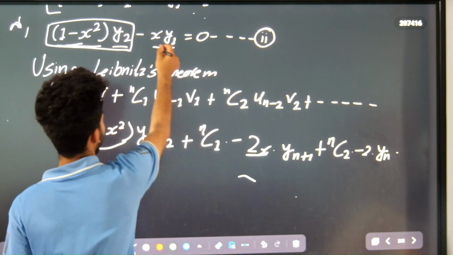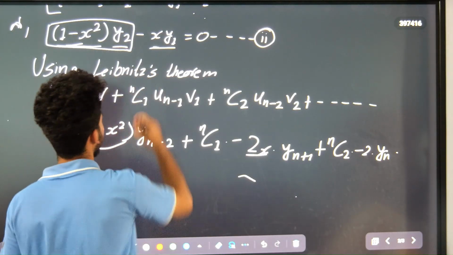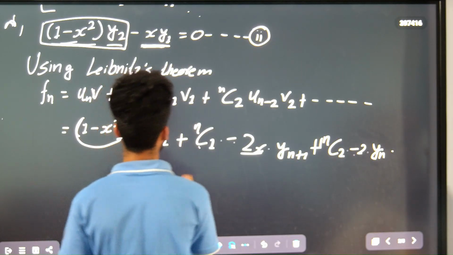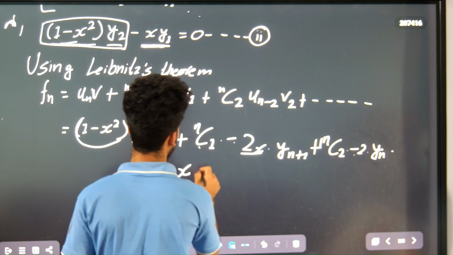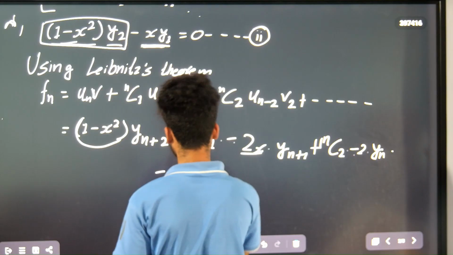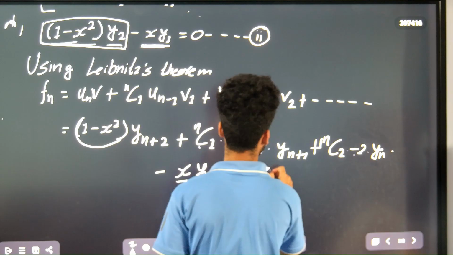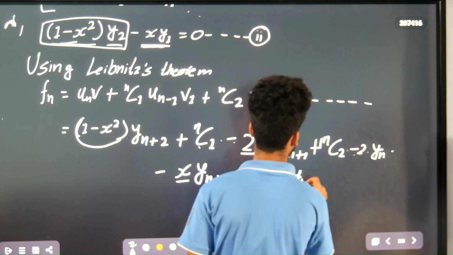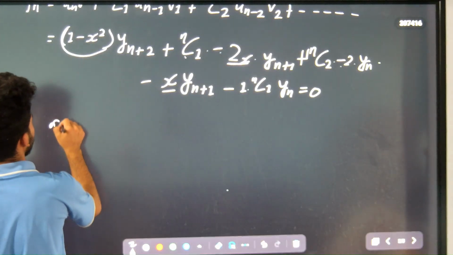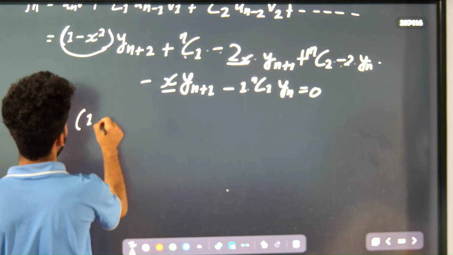We have another term x y1, so we should also use this y1. We also use the Leibniz theorem for this term, so minus x yn plus 1. The derivative of this x is 1, minus nC1 yn equals 0, or we can now simplify this for the required answer.